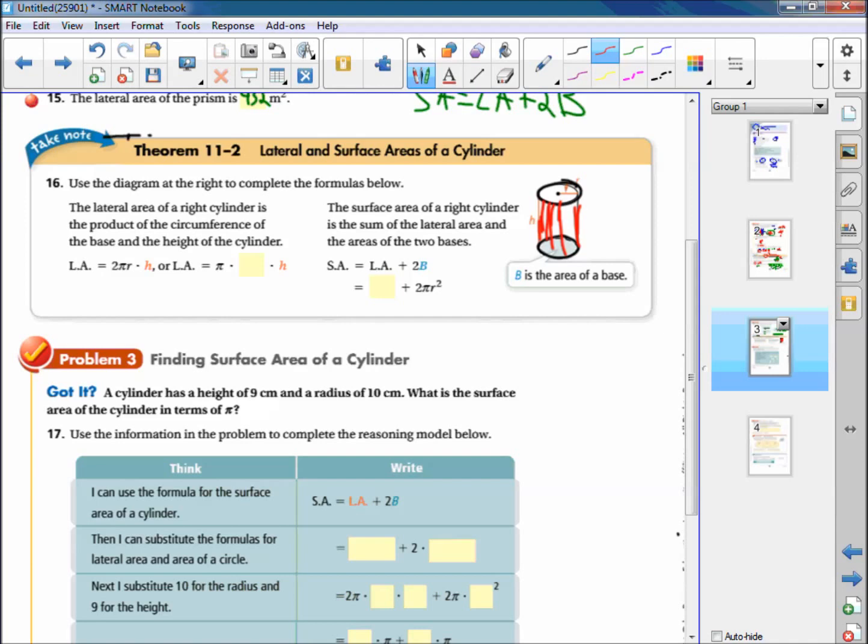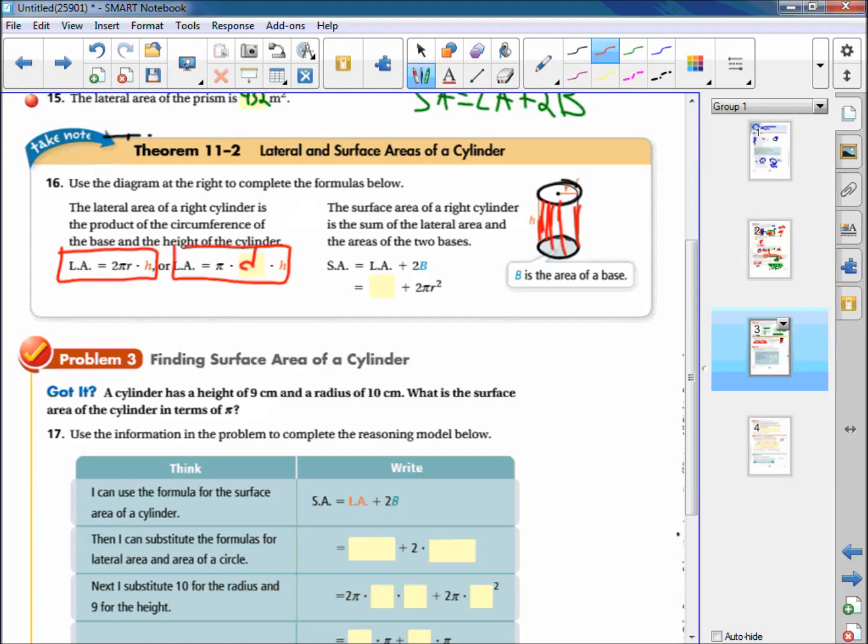So the lateral area of a right cylinder is the product of the circumference of the base and the height of the cylinder. Okay, so we can use one of these 2 formulas. The lateral area could be 2 pi r times h or pi d times h. Now why does that work?